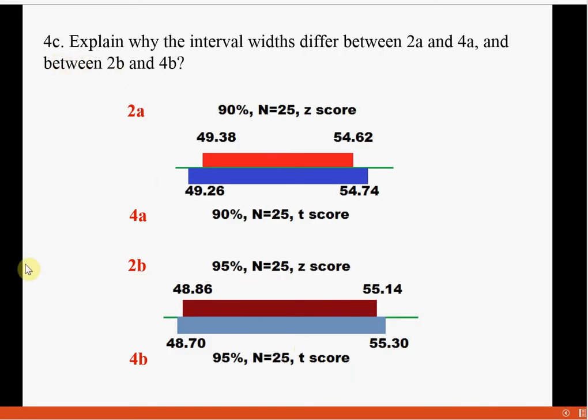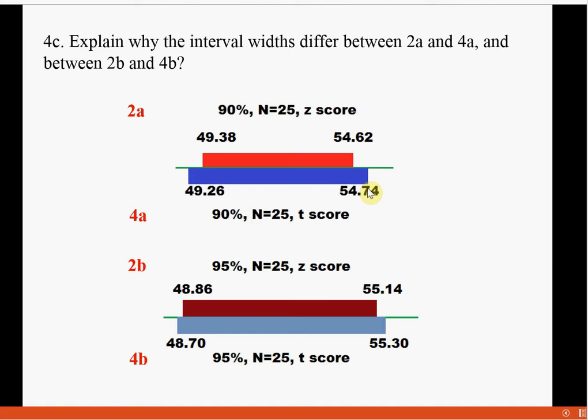Now, 4C. Explain why the interval width differs between 2A and 4A and between 2B and 4B. Let's first focus on the comparison between 2A and 4A. In both questions, we have a 90% confidence interval. In both questions, we use sample size 25, but for question 2A, we use z-score. For question 4A, we use t-score. The result is that the intervals have different width. The interval we build with the z-score is narrower than the interval we build with the t-score.